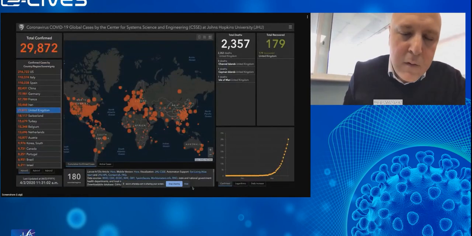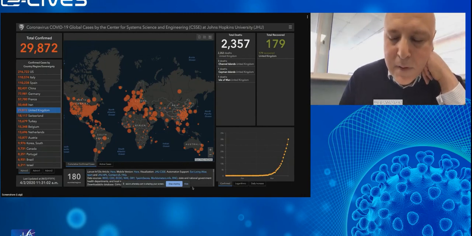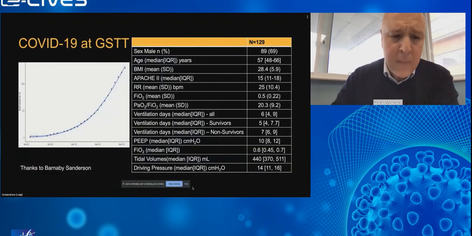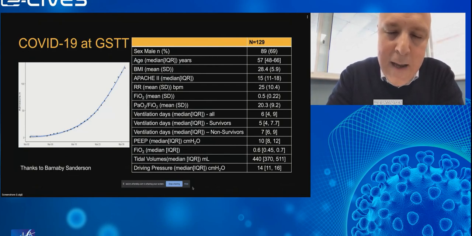So first of all, on the first slide, you can see that the United Kingdom is rapidly catching up with the rest of Europe in terms of confirmed cases. And here, at GSTT, Guy's and St Thomas's, you can see the curve of patients who are ventilated with COVID is rapidly increasing, reflecting the kinetics of the pandemic in Europe and in the UK.